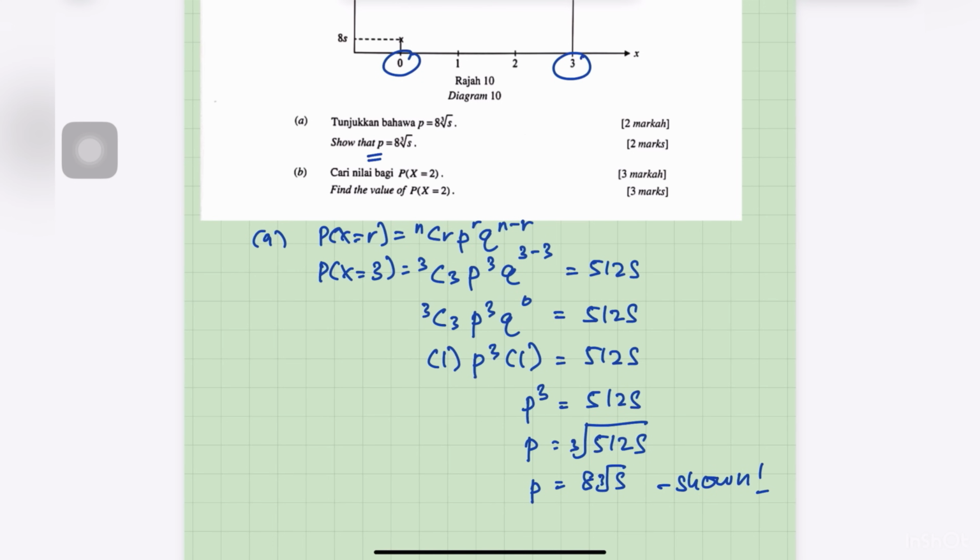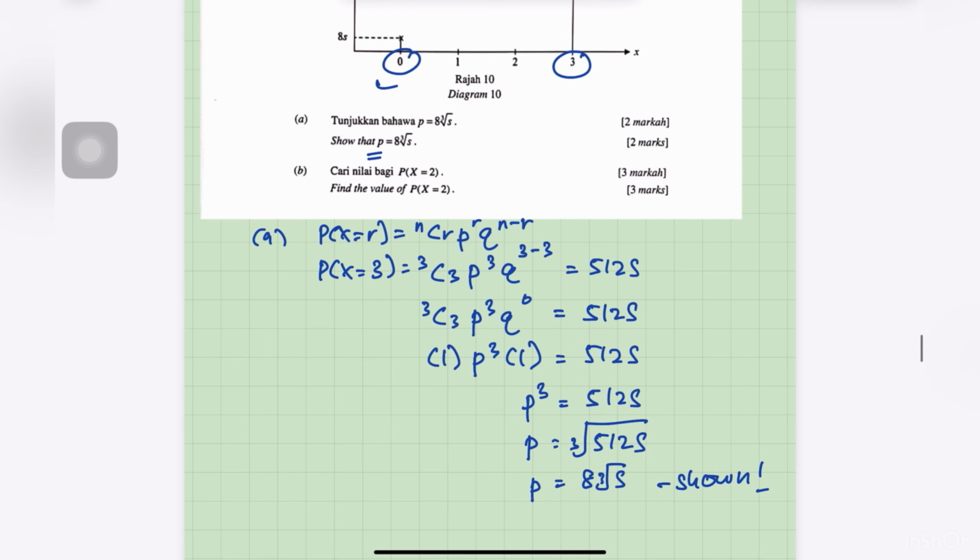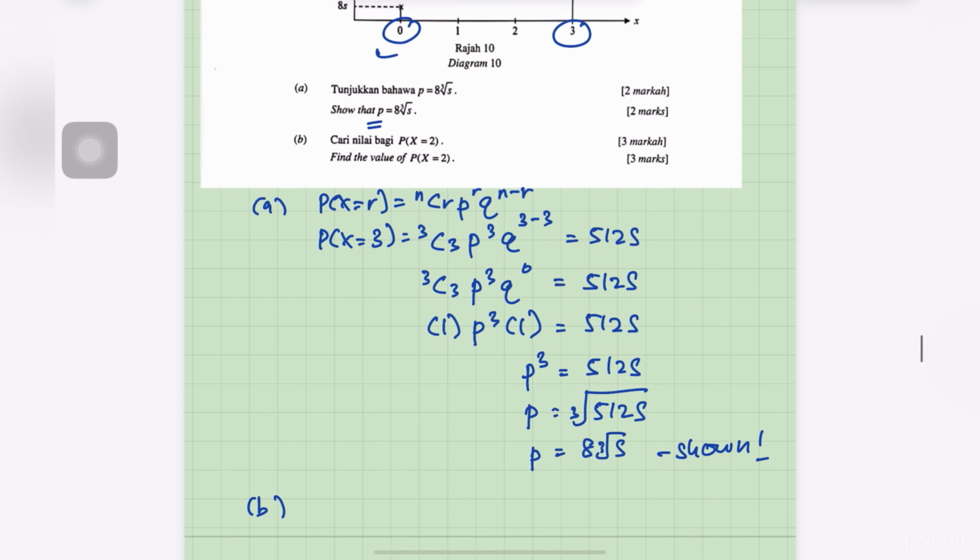Part B: you have to find the value of the probability when X equals 2. To find the probability when X equals 2, we need the value of p and q, or the value of s. We don't know either, so we have to find it first. Another clue here: we have P(X equals 0) equals 8s. So we have to find it first. So P(X equals 0).